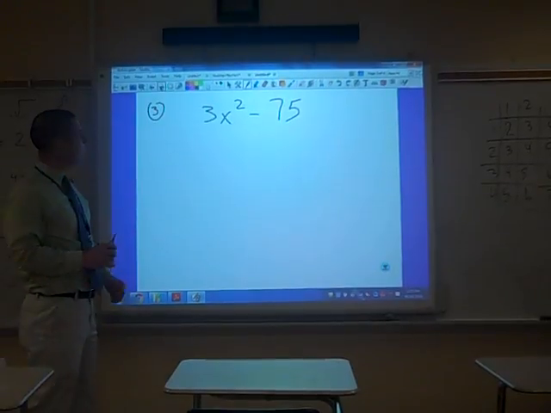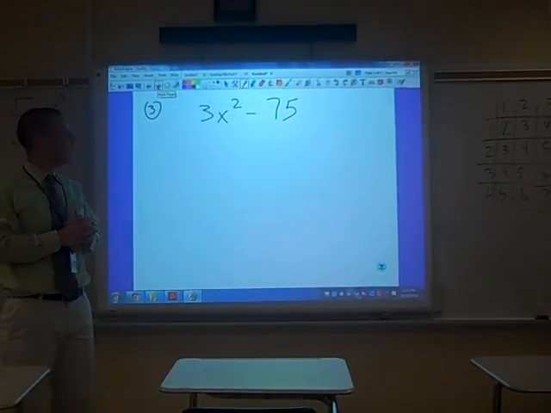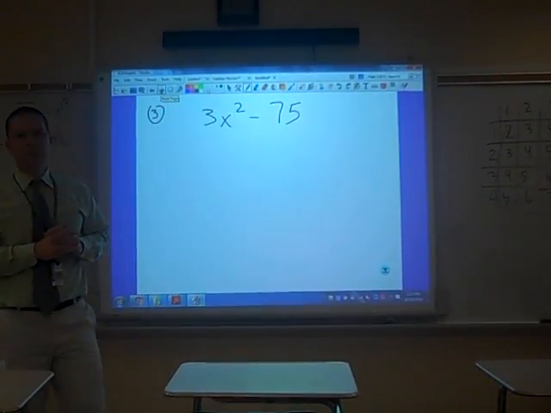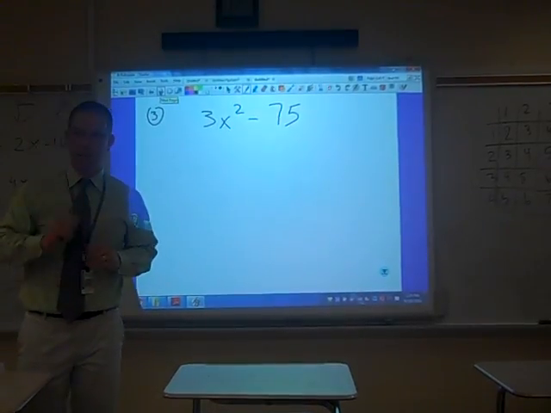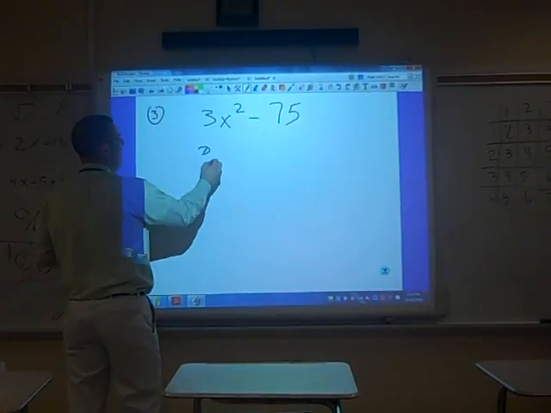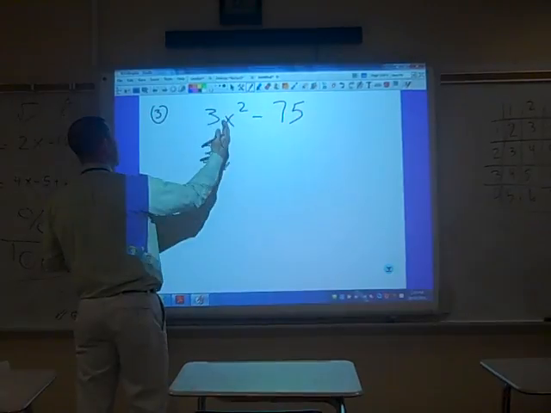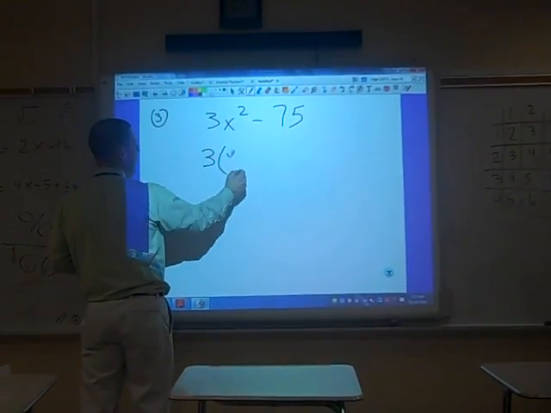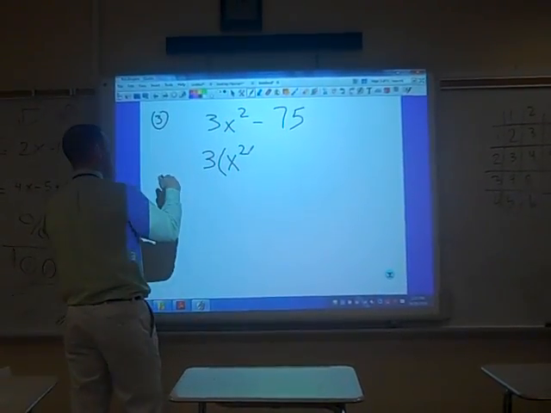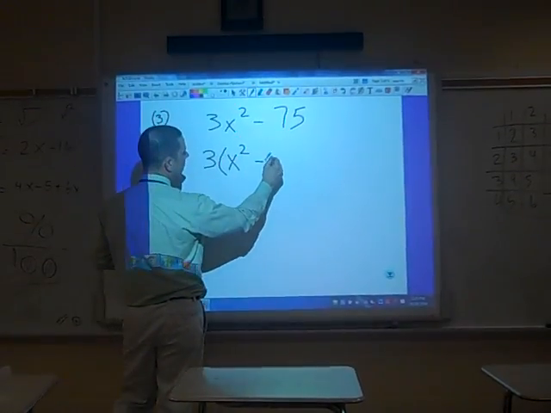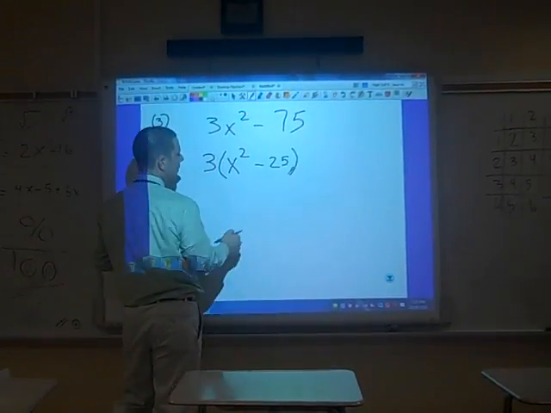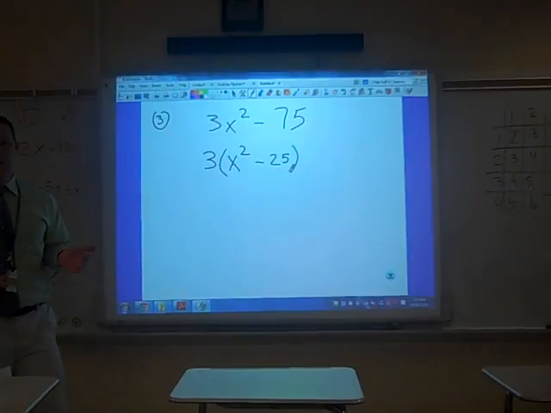Alright, 2 more. On the third one here, it looks like we have a GCF of 3. That's good. So we factor out a 3. 3 times what gives us x squared? 3x squared, that would be x squared. 3 times what would give us negative 75? That would be negative 25. So we factored out a GCF of 3.